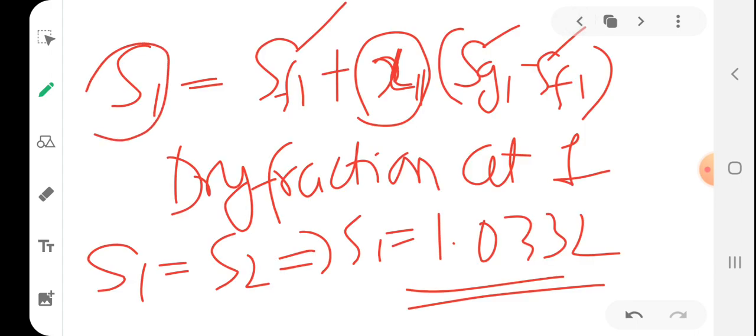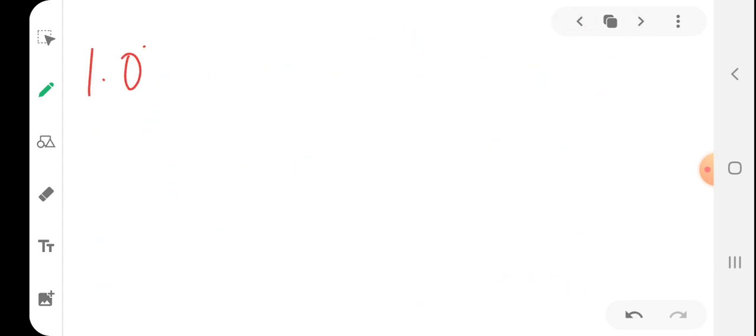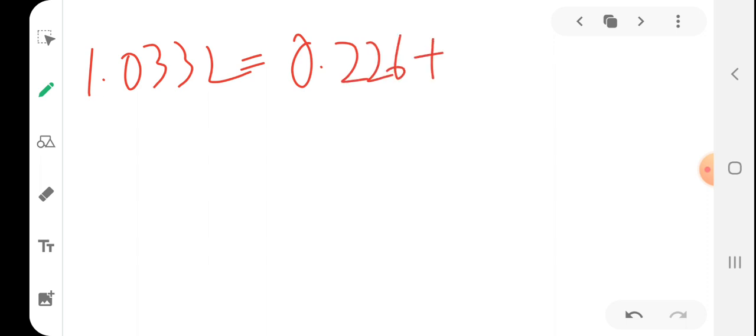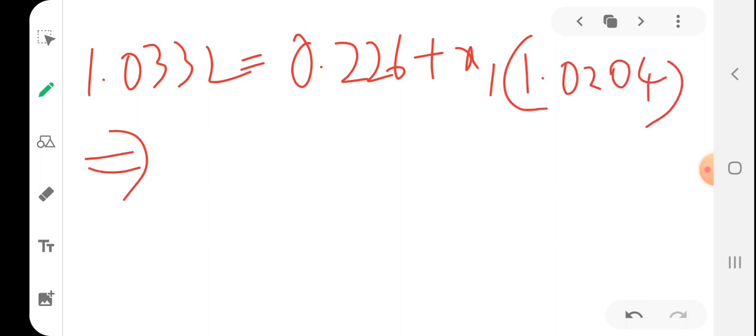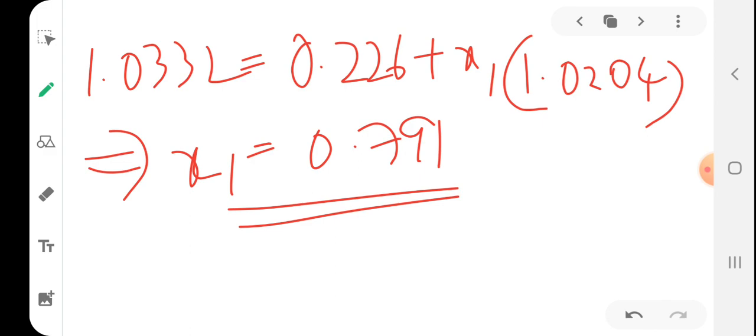So you can write the equation S1 equal to, you can substitute for S1 here. So 1.0332 equal to SF1, which will be 0.2226, plus X1 into (SG1 minus SF1), which will be 1.0204, something like that. So if you solve this, you will get X1 equal to 0.791. So the dryness fraction at 1 will be 0.791.